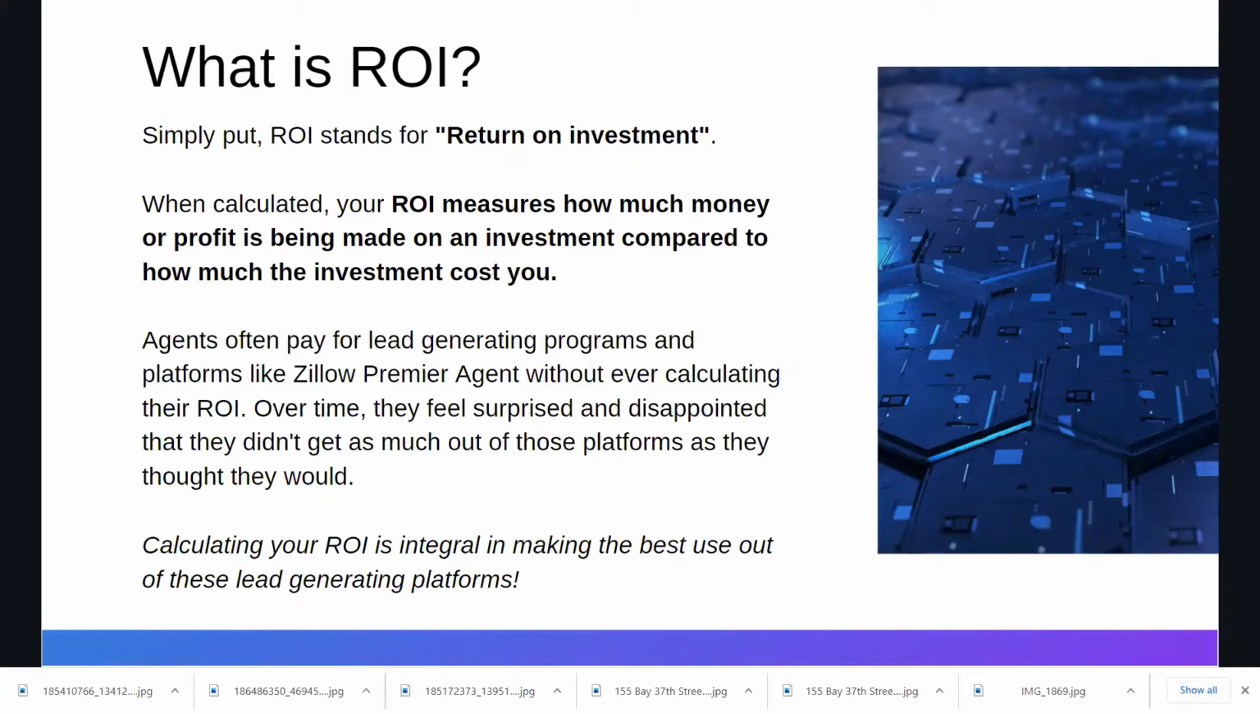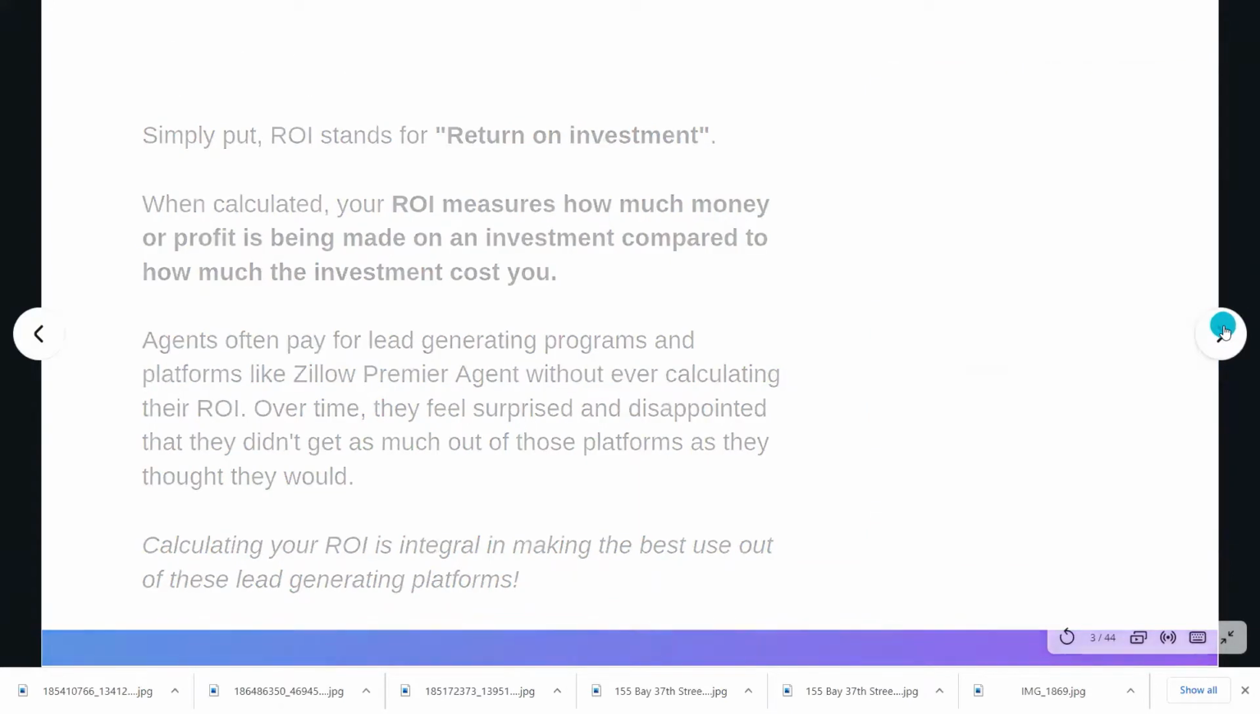Is it working? Sometimes people pay for these lead generating programs, and they don't ever actually calculate what their return on their investment is. And they might feel surprised or disappointed because they didn't really get out of it what they expected. So it's an integral part of making the best use out of your lead generating platforms.